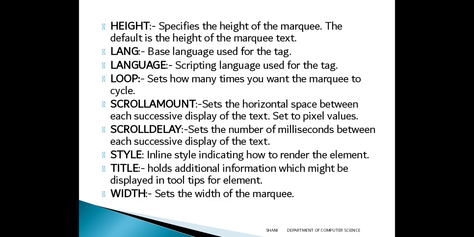Scrollamount sets the horizontal space between each successive display of the text, set in pixel values. Scrolldelay sets the number of milliseconds between each successive display of the text. Style is an inline style indicating how to render the element. Title holds additional information which might be displayed in tooltips for an element. Width sets the width of the marquee.